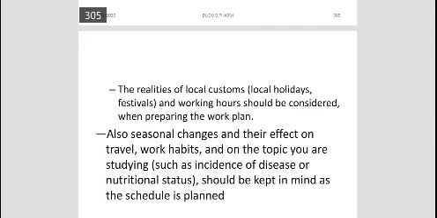Last, the realities of local customs, local holidays, and festivals. It should have the realities of local customs and local festivals, and working hours should be considered when preparing the work plan. For example, when you prepare your work plan, you should know maybe Sunday or Saturdays we are not going to work, or we are going to work. We are not going to work on weekends, and the weekdays maybe we're going to start from 9 to 5:30, or from 2 to 4:30. It should be clearly explained.